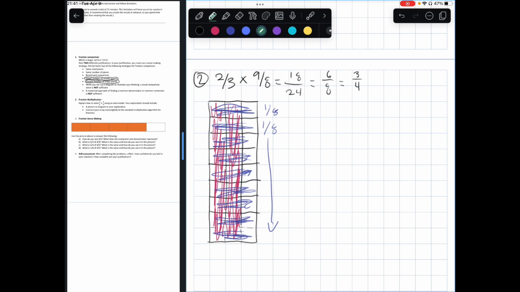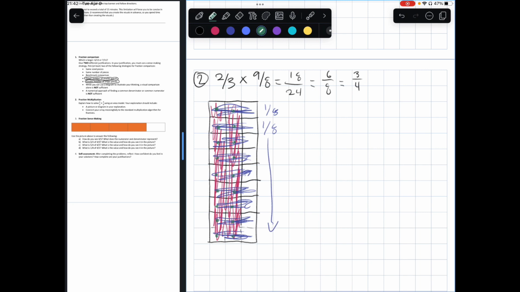What we're going to do is count how many squares are intersecting, or I mean overlapping. So where there's blue and there's pink. So we're going to count this. 1, 2, 3, 4, 5, 6, 7, 8, 9, 10, 11, 12, 13, 14, 15, 16, 17, 18.